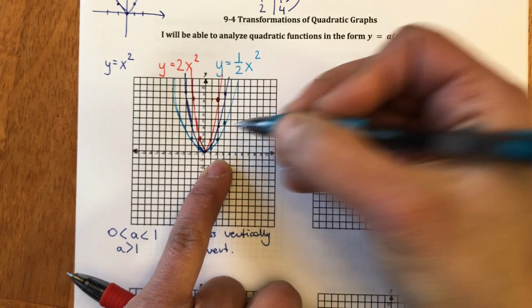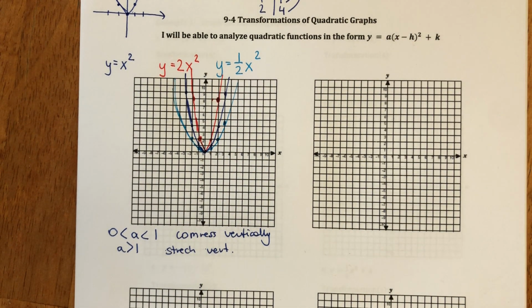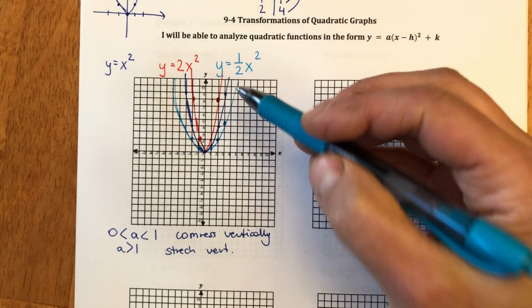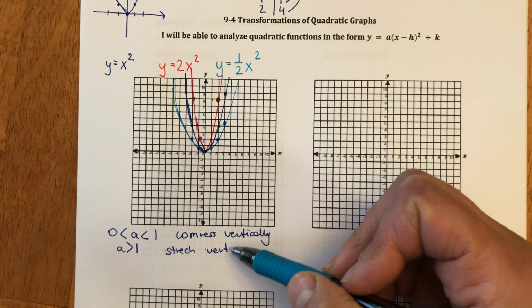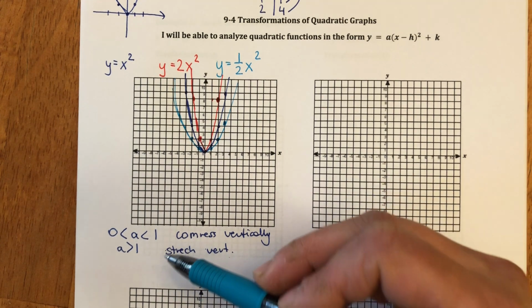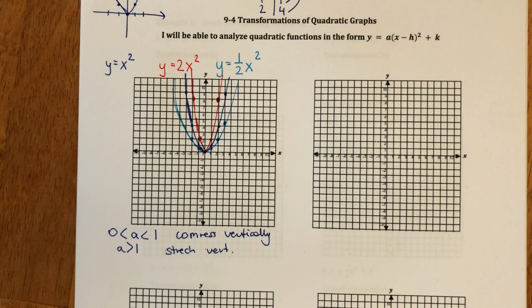That was my intention. All right, so you see how if you just change the number that is in front of the x squared, it's either compression vertically or it's stretching vertically if a is greater than 1. All right, let's do another example. Let's see a different transformation.